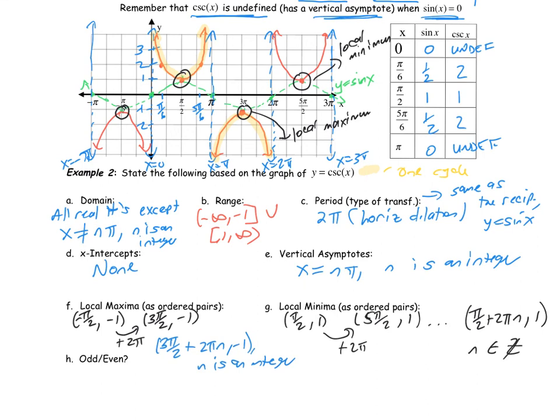Okay, is this function odd or even? If it's even, it has y-axis symmetry. If it's odd, it has origin symmetry. So we can see that this function is odd. The point pi over 2, 1 is on the graph. So is negative pi over 2, -1. Change the sign of both x and y. So this function is odd because it has origin symmetry. So it's odd just like sine.